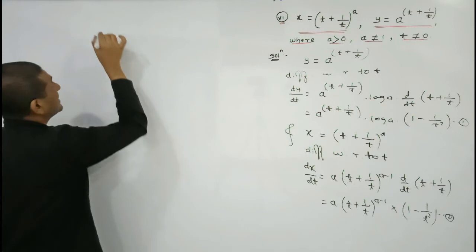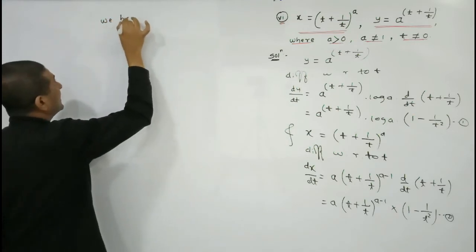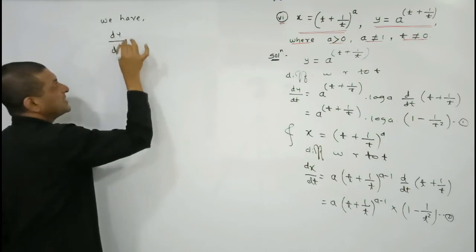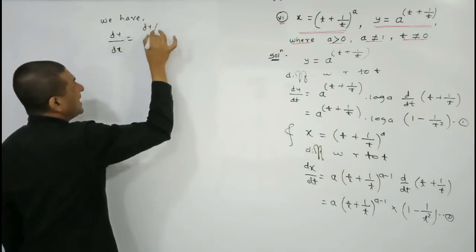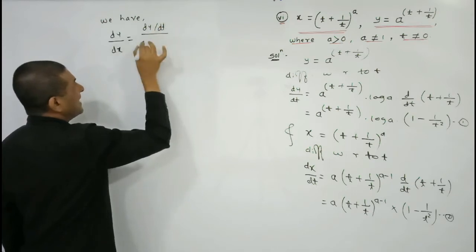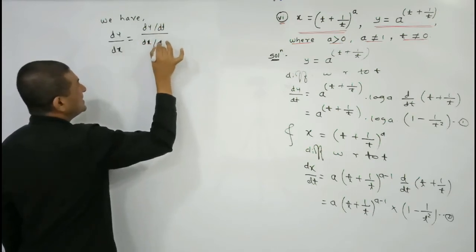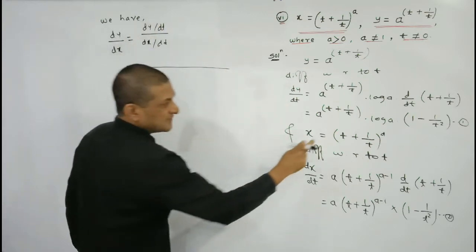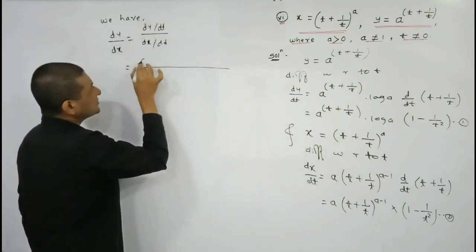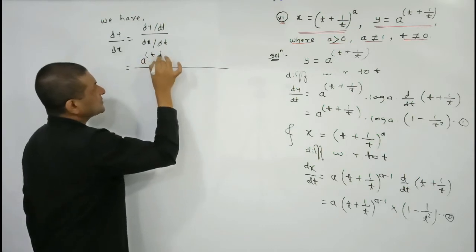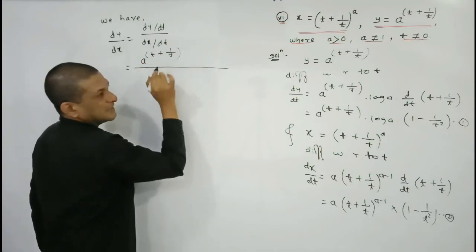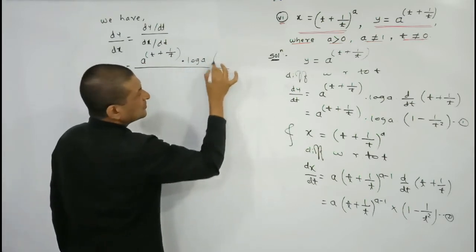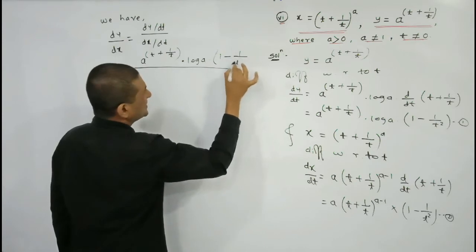Now we are finding our required value by applying the formula. What is the formula to find the derivative of a parametric function? dy upon dx is equal to dy upon dt divided by dx upon dt. So in the numerator we are substituting the value of dy by dt, where its value is equal to a raised to power t plus 1 by t into log a into 1 minus 1 upon t square.